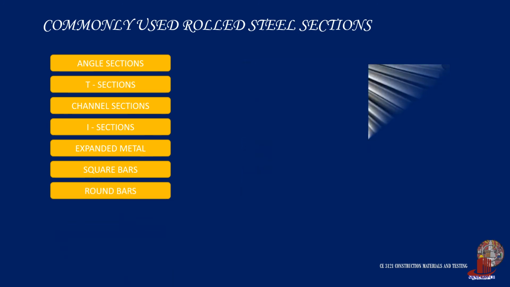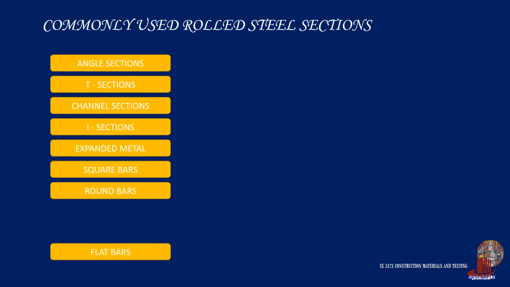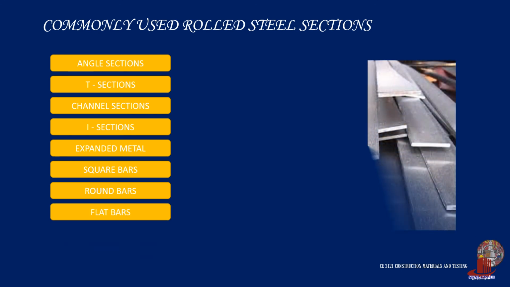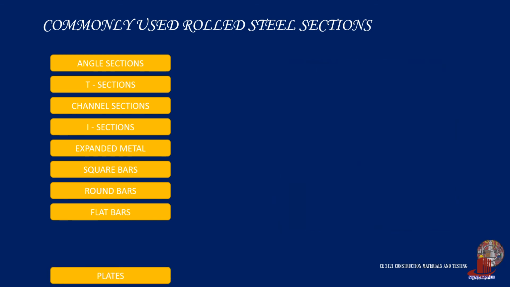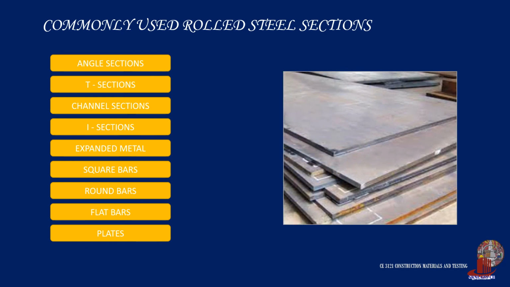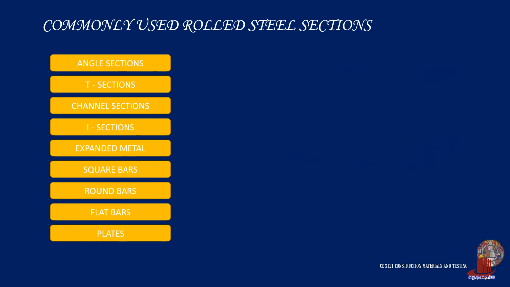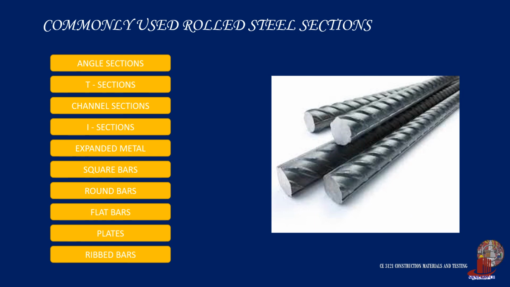Round bars are widely used as reinforcement in concrete structures, grillworks, and others. Flat bars are also preferred in grillworks for gates, windows, etc. Plates are used to connect steel beams, roof trusses, tension members, built-up sections, and other components. Rib bars are used as reinforcement in concrete structures, similar to round bars. More on ribbed and round bars will be discussed in the next video.